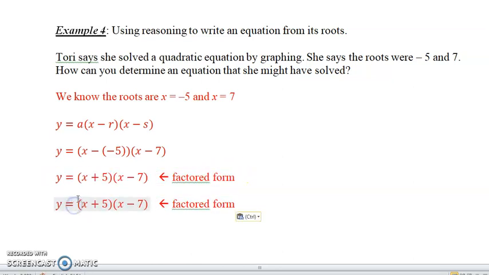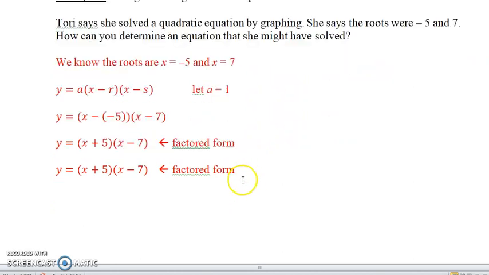And now this is not the only equation. This is just a possible equation. Remember we had that a value. We just made the a value 1, right? And let a equal to 1. And we can do that here because it said an equation. So we didn't have to solve this because we didn't have another point.